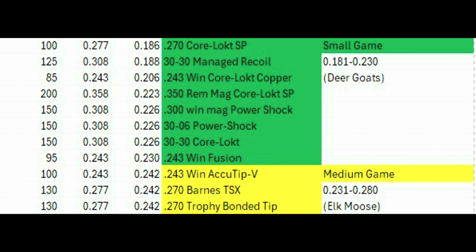So the .270 Core-Lokt can kill a tier 6 blue wildebeest at 500 yards without a problem, even hitting bone. And I'll show some videos. Not a problem. Will it kill a buffalo at 500 yards? No. Will the .270 Barnes TSX kill a Cape buffalo at 500 yards? Maybe, if the shot placement's right. Will the Trophy Bonded Tip? Maybe, if the shot placement's right.